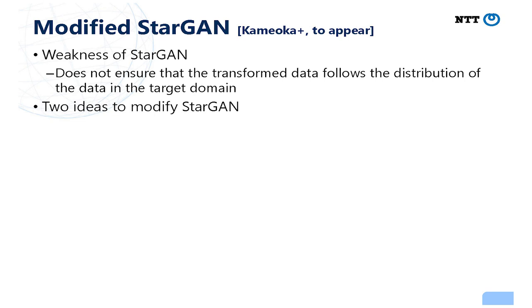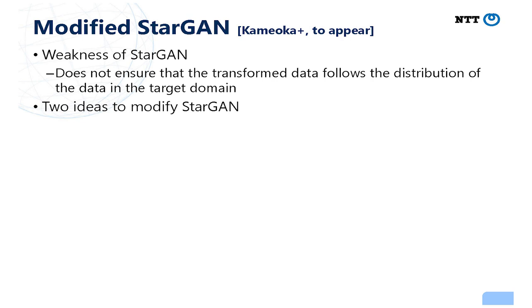However, there's one weakness in the StarGAN concept. It doesn't ensure that the transformed data follows the distribution of the data in the target domain. This is because we are using a domain classifier together with a real/fake discriminator and an additional loss, so it makes mathematical analysis pretty difficult.